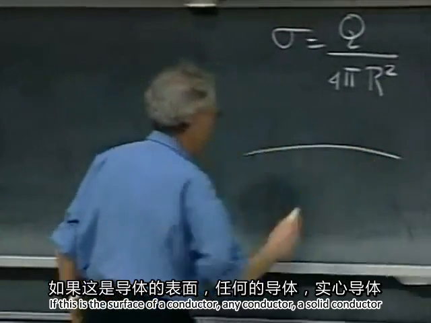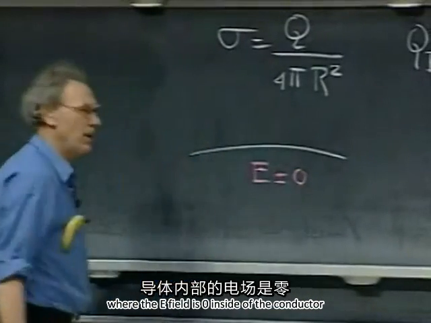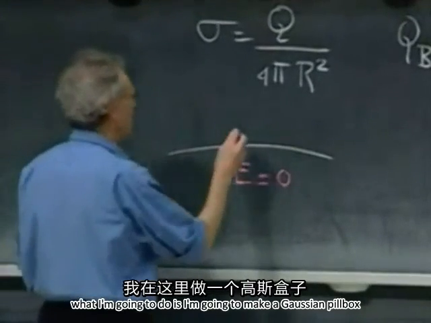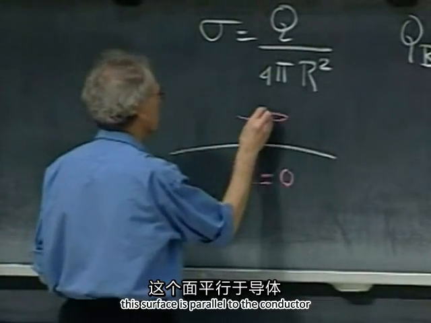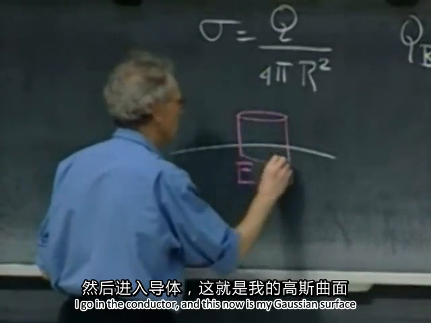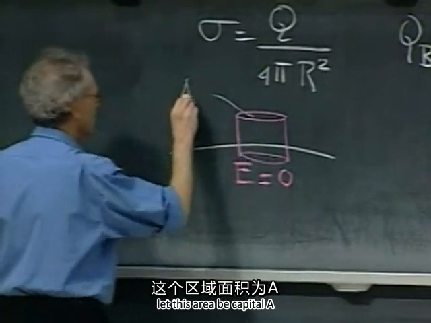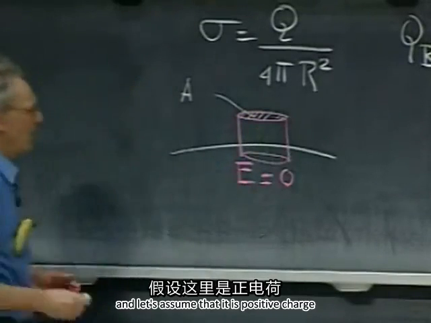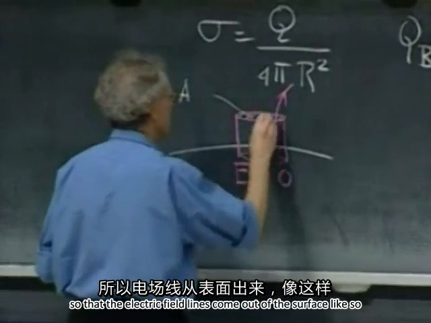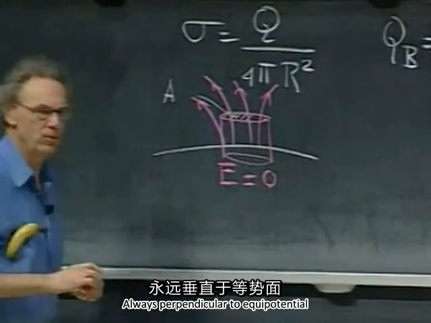If this is the surface of a conductor, any solid conductor, where the E field is 0 inside of the conductor, and there is surface charge here, what I'm going to do is make a Gaussian pillbox. This surface is parallel to the conductor. I go into the conductor, and this now is my Gaussian surface. Let this area be capital A, and let's assume that it is positive charge so that the electric field lines come out of the surface like so, perpendicular to the surface, always perpendicular to equipotential.